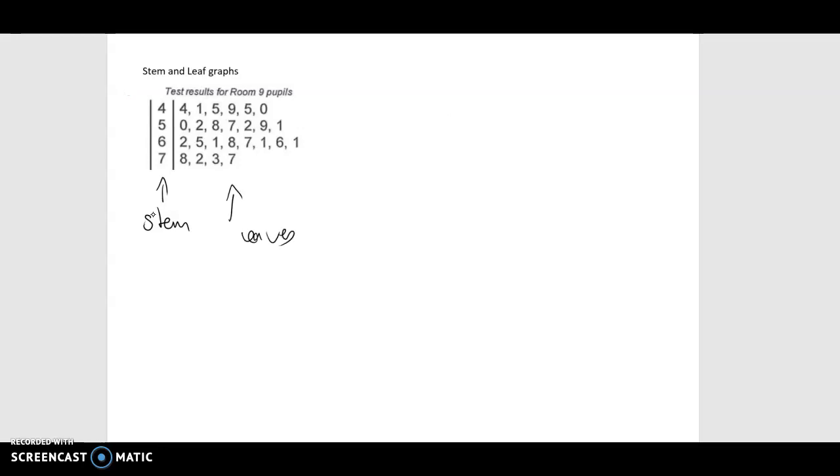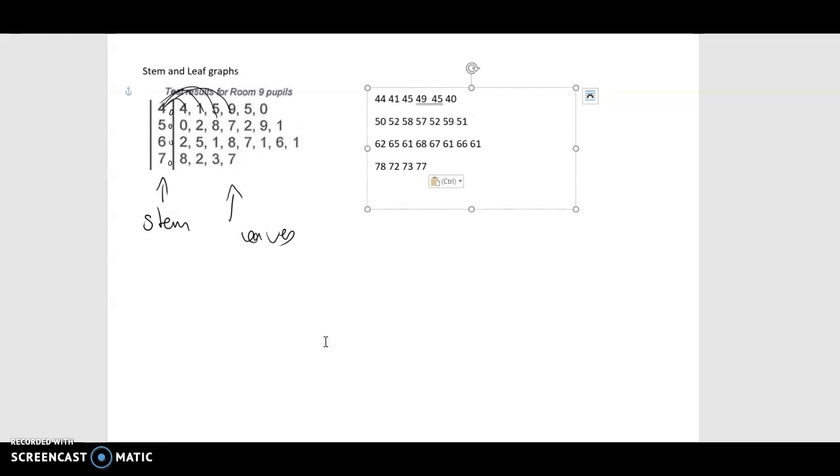Now these are actually 40 and 50 and 60 and 70, and when I'm doing it, it's going to be 44, 41, 45, 49. So the first one is going to be 44, then we are going to have 41, then we are going to have 45, and if I carry on doing that all the way through, those are all the values. So 77 is my last one, 73. You can see I have just written them all out.